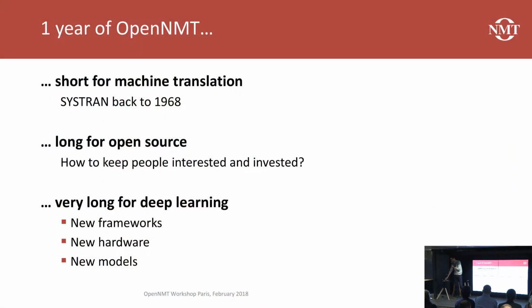So of course, 1 year is very short for machine translation. The best example is SYSTRAN that has origins back to 1968. But actually 1 year is quite long for open source, with the main problematic of how to keep people interested and invested in your project. And most importantly, 1 year is very long for deep learning, and you know it. A lot of things can happen, including new frameworks, new hardware, and new models that really change the way you work and interact with this approach.